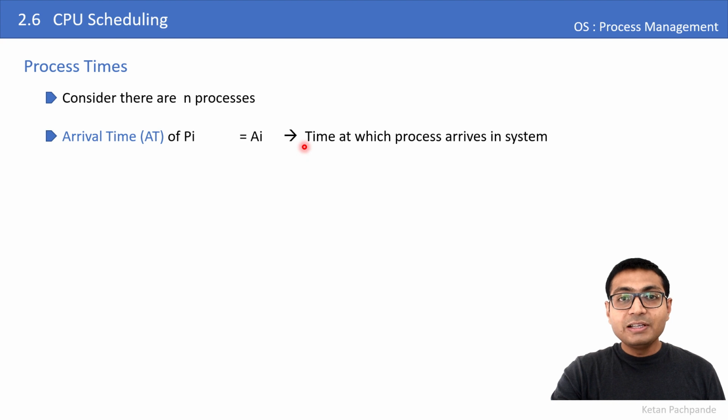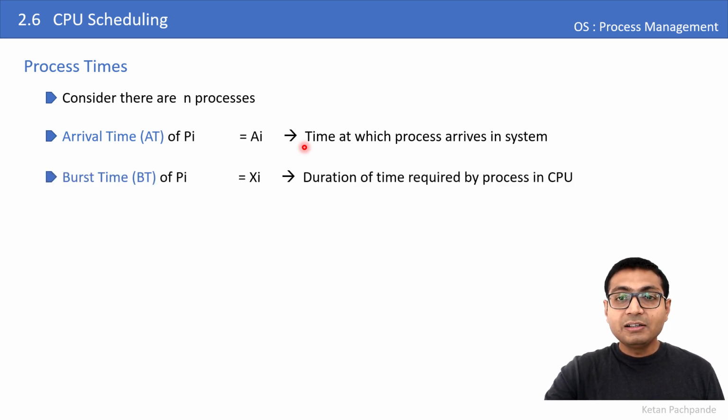So arrival time is nothing but the time at which a particular process arrives in the system. The second factor is called the burst time of process Pi, denoted by Xi, let's assume. The definition of the burst time is the duration of time required by the process for execution, meaning how much time it will take in the CPU to execute its instructions.